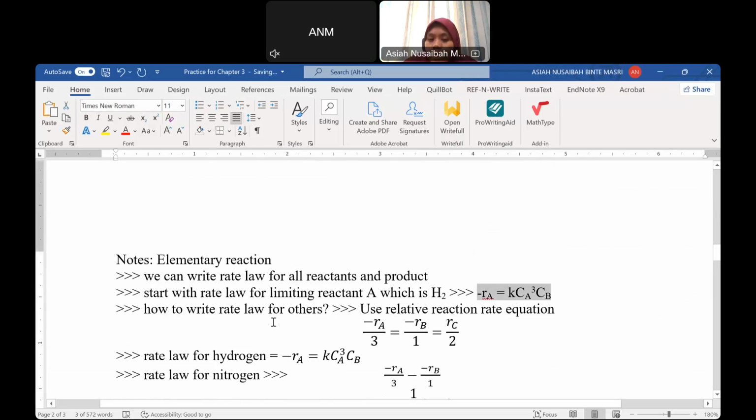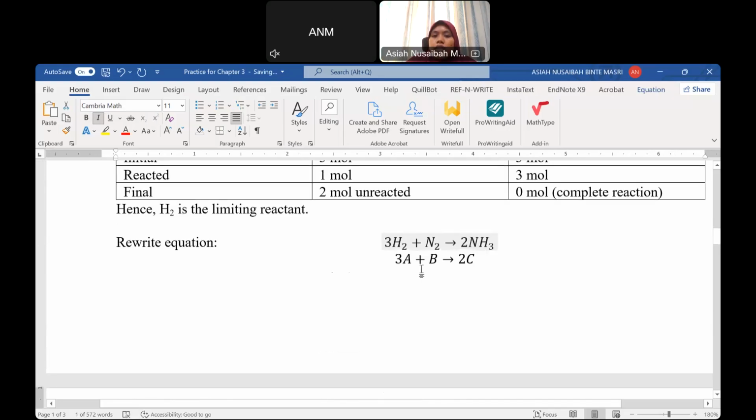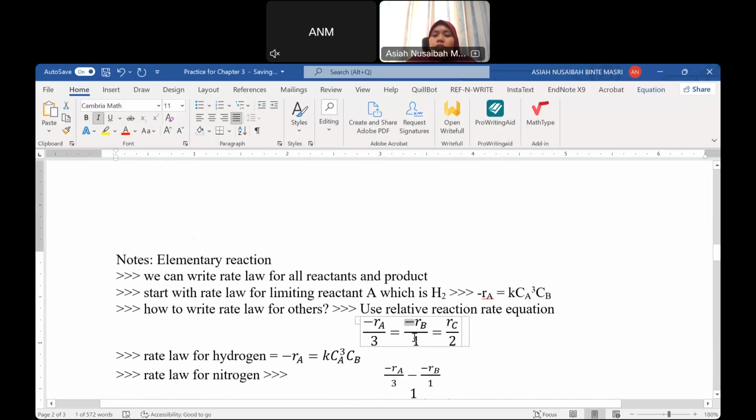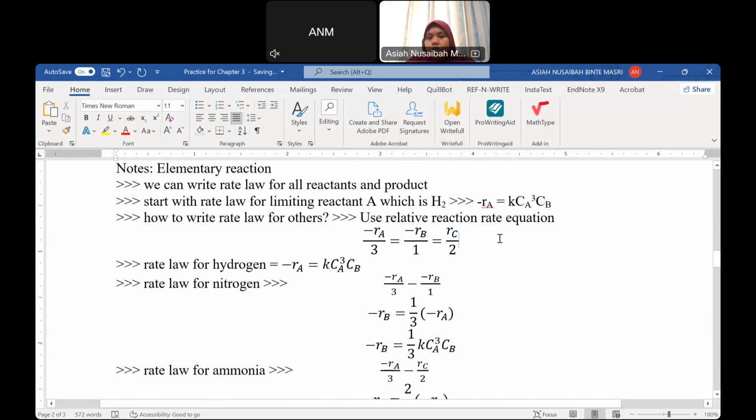How about the rate law of the others? Okay, how do we find it? Then we use the relative rate equation. Here we can notice that for reactants, it will be minus rate law, we have A and B as reactants, over the stoichiometric coefficient. So here we have 3A reacting with 1B to get 2C. So 3 for A, 1 for B, 2 for C, and C is product, so it's positive. So this is the relative reaction rate equation.